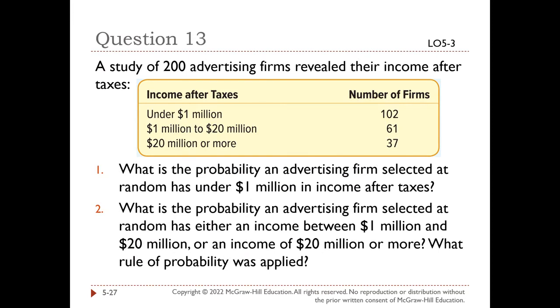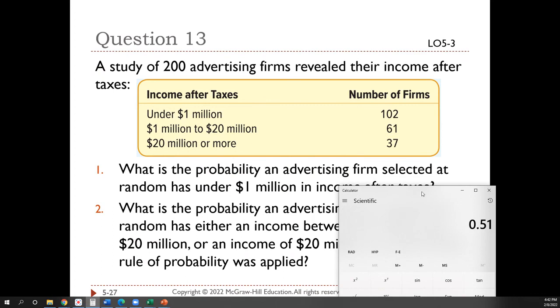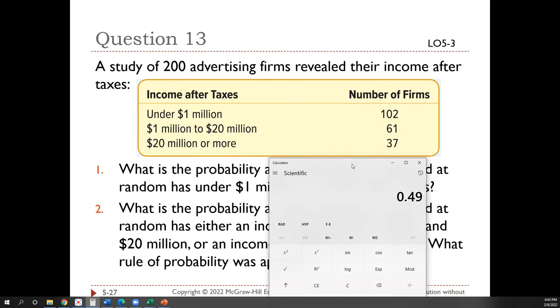So, calculator. Since I'm looking for these two, let's go ahead and take 1 minus 0.51, which will be 49% of those. Now again, I can do it the other way. Or I can take, in parentheses, 61 divided by 200 plus 37 divided by 200. And that will equal, again, 49%.